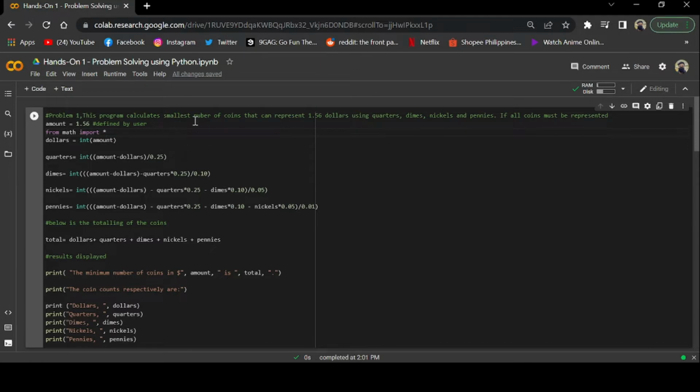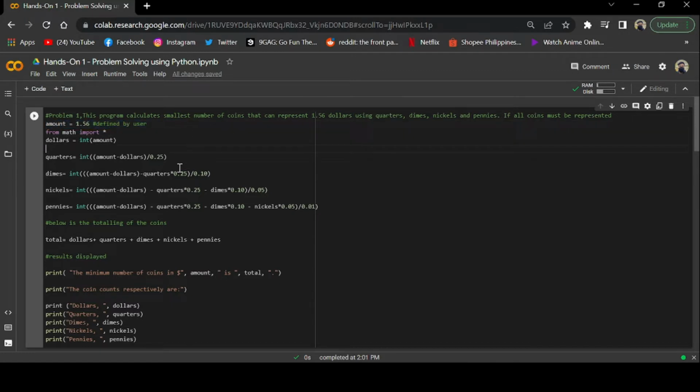This program calculates the smallest number of coins that can represent $1.56 using quarters, dimes, nickels, and pennies, if all coins must be represented. From this given set of code provided based on the problem, we're gonna import from math import asterisk so that we can have the value of each coin. So the amount equals $1.56. We're gonna find out how many coins are in this amount of dollars given by the user.